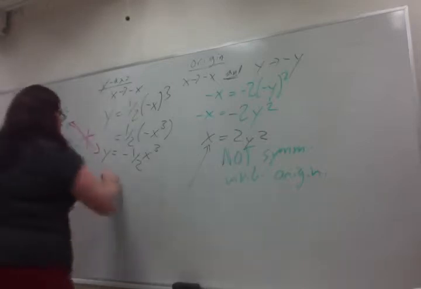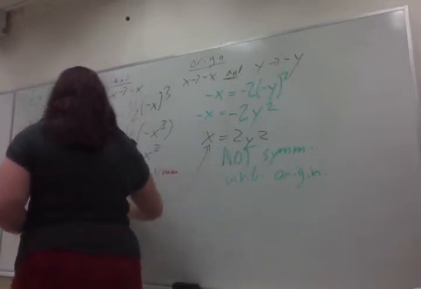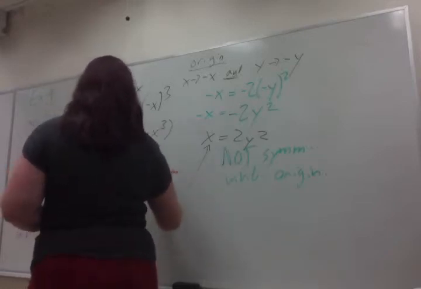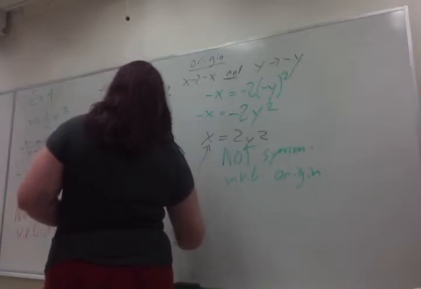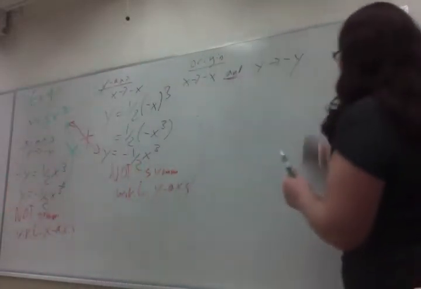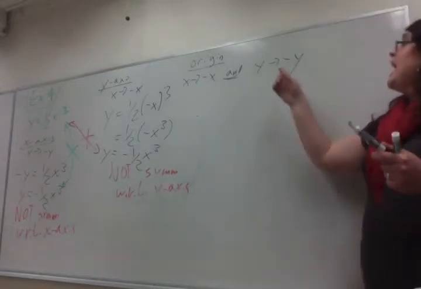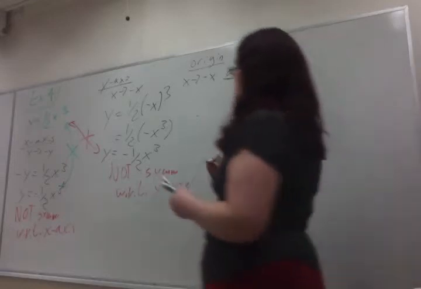So again, this one is not symmetric with respect to the y-axis. Now, if we want to test for symmetry with respect to the origin, we've got to do both substitutions. We replace x with negative x, and we also replace y with negative y.